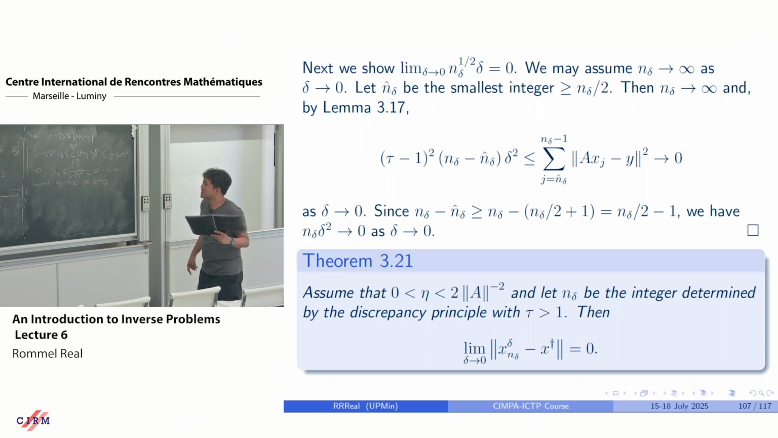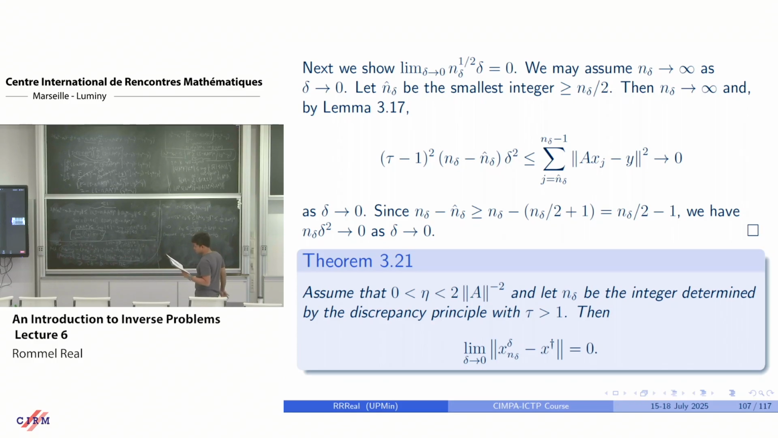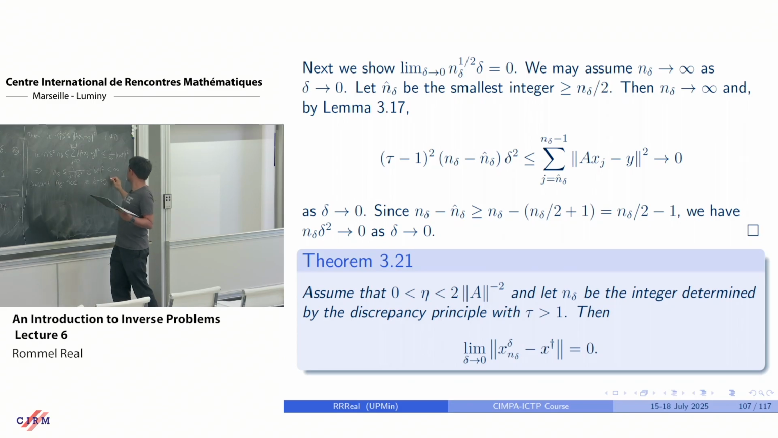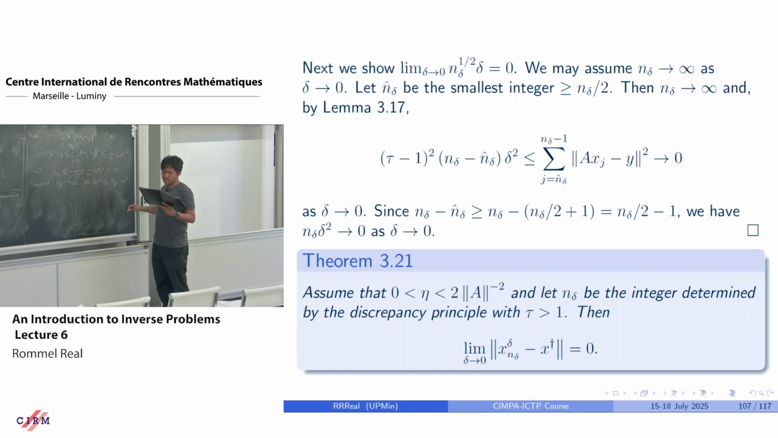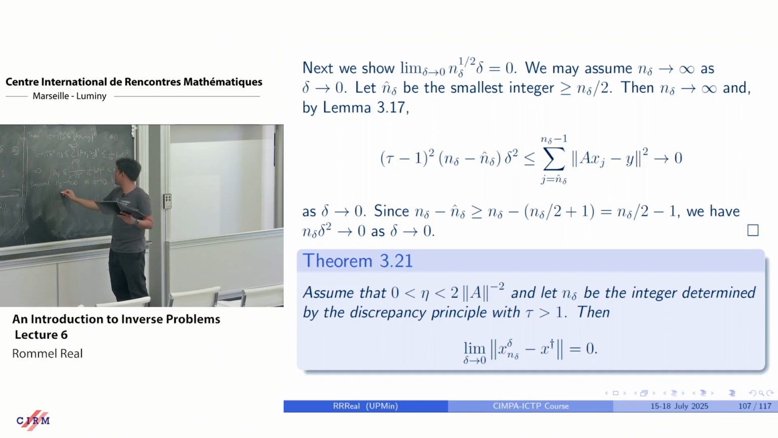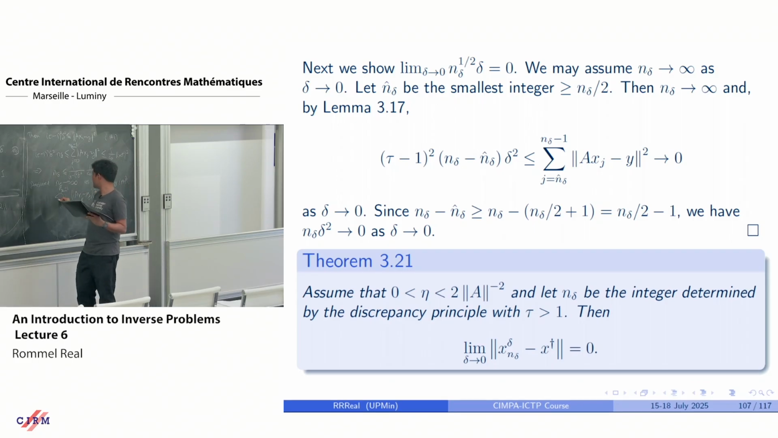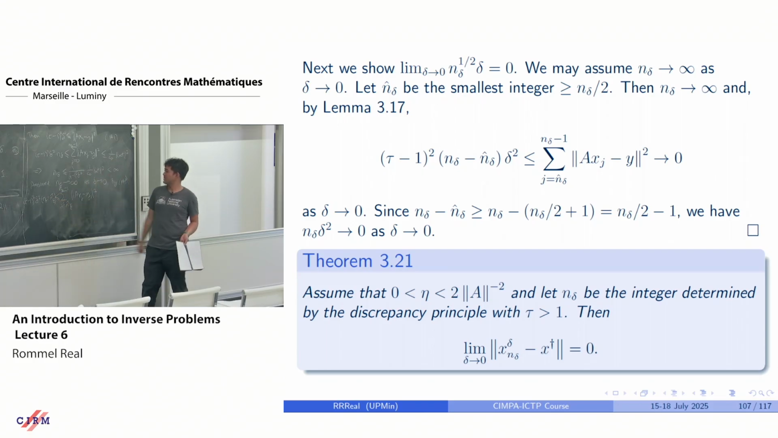And then by the same result here, by using the same result here, okay, and if you do that again, but by summing up from j equals n hat delta to n delta minus 1 of this one, and then of course this is similarly bounded above by this one, tau minus 1 square delta square times n delta minus n hat delta. Okay, hope that's clear.